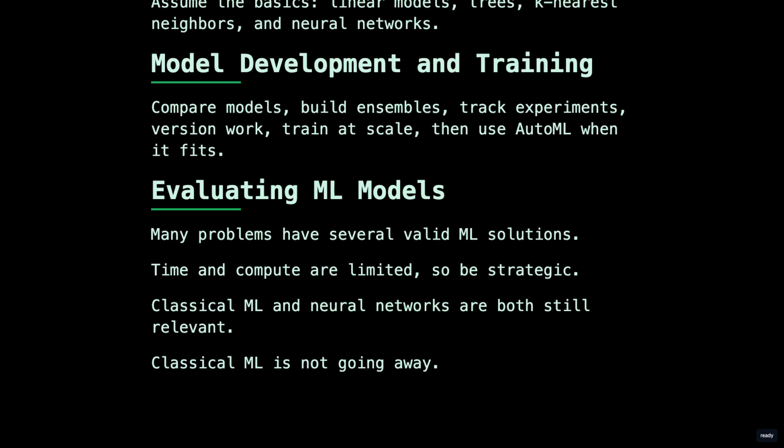Many production systems still rely on older methods because they are fast, reliable, and good enough for the problem. Recommenders, gradient-boosted trees, and other tree-based models still solve important tasks, especially when latency matters.